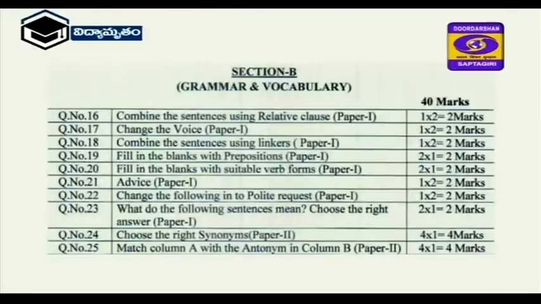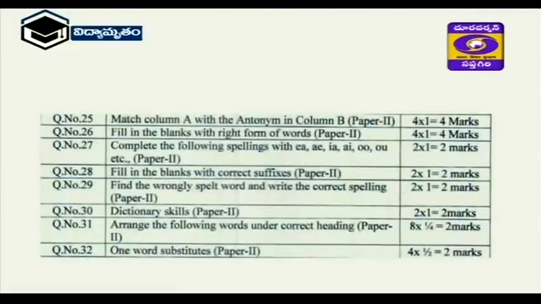That means you have to be thorough with the antonyms and you can easily answer this question, which gives you 4 marks. The next question, match column A with the antonyms in column B, is for 4 marks, and question number 26, fill in the blanks with right form of words.